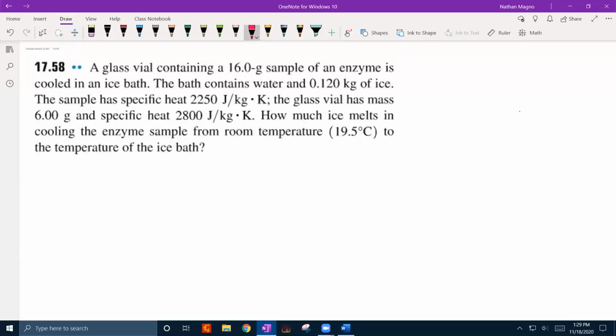So that's a good known, because it says how much ice melts in the cooling of the enzyme sample. So we know the final temperature is going to equal 0.0 degrees Celsius. And so let's set it up. So does anybody know what the heat of fusion constant is for water and the definition of it as well? So let's start with the heat of fusion constant.